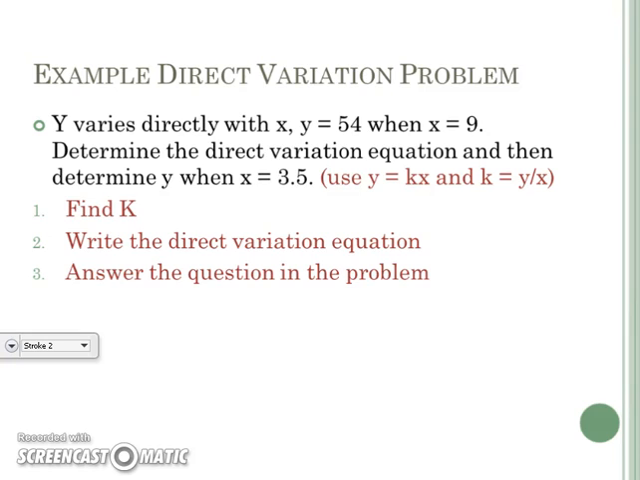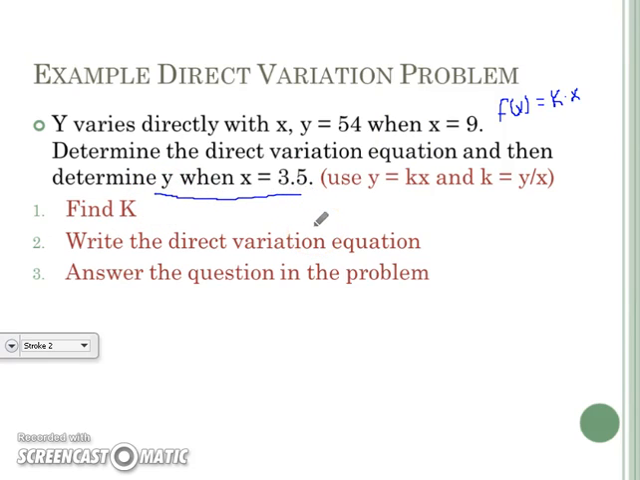Just examples of how to use direct variation equations. You're going to get a problem that states y varies directly with x. So the output varies directly with the input. And they're saying that y equals 54 when x equals 9. So they're telling you that this is a direct variation, so we can use our direct variation equation, so k times x. So we need to determine the direct variation equation, so what the value of k is in the equation, and then determine y when x equals 3.5.